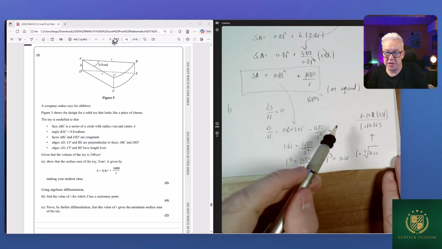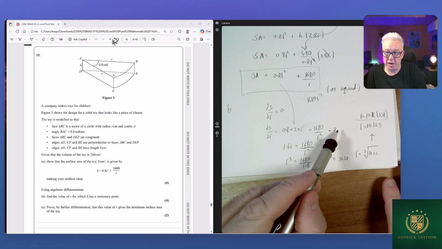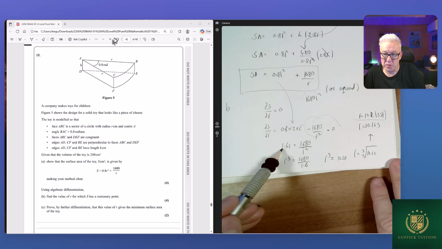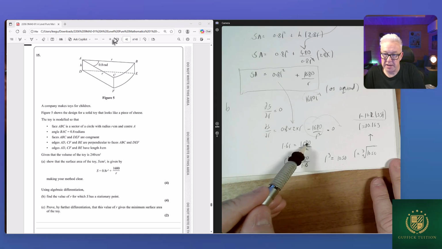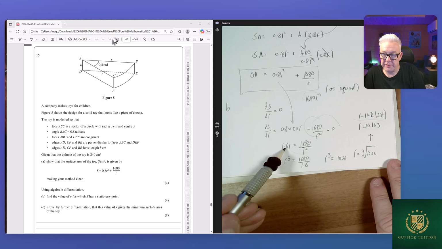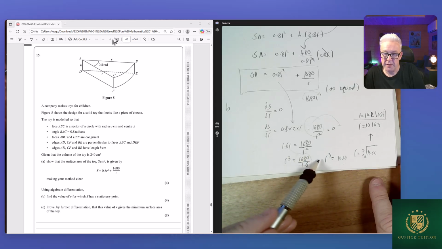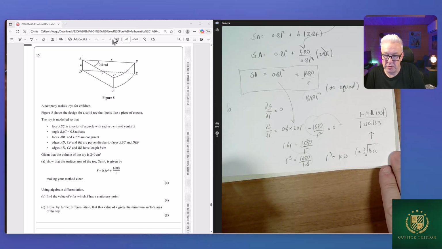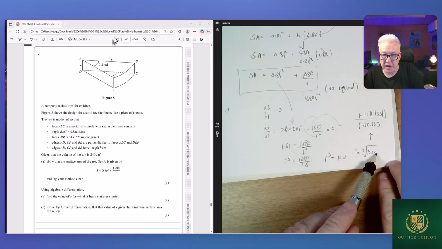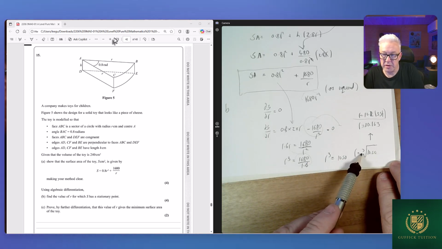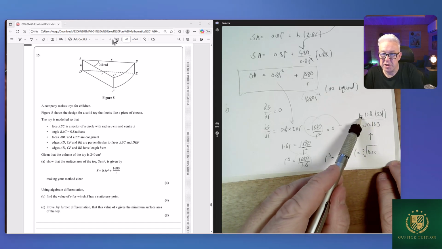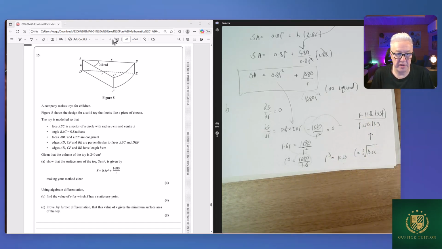We're setting this equal to 0, and we need to solve it for r. So we're going to take this bit over to the right hand side, giving us 1.6r equals 1680 over r squared. Times everything by r squared, divide by 1.6, okay? And that gives us that r cubed is equal to 1050. We take the cube root of that, which gives us that r is equal to 10.163, which is 10.2 to 3 significant figures.